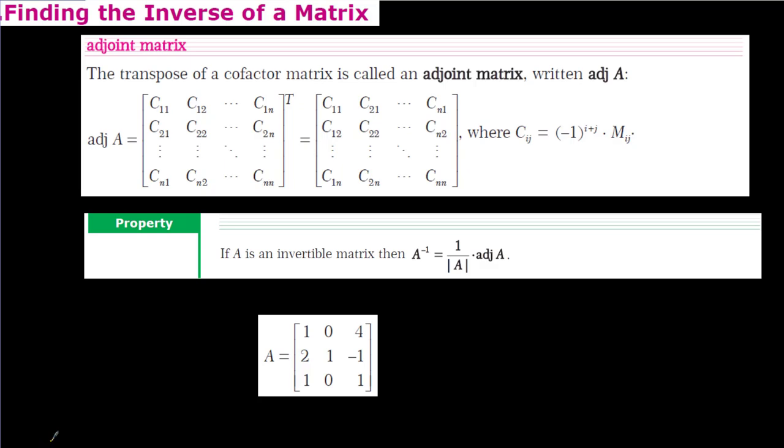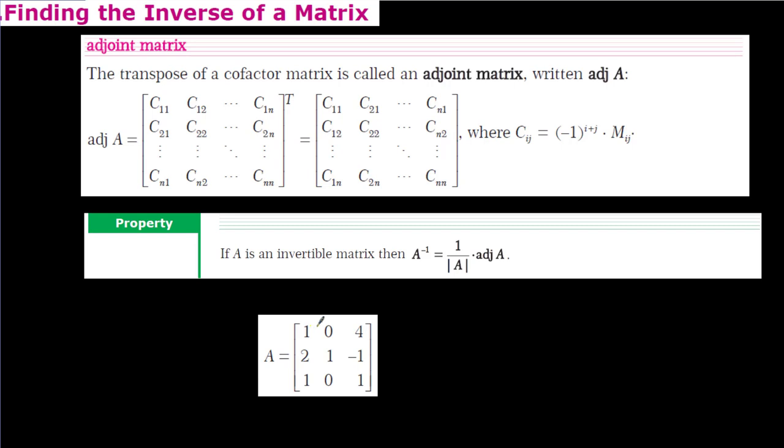Dear students, in this video we are going to study finding the inverse of a matrix, which is the last application of the determinant we are going to use. Here we are going to define the adjoint matrix, and for the adjoint we need the definition of the cofactor. You remember the cofactor matrix from the matrix, let's say from this matrix.